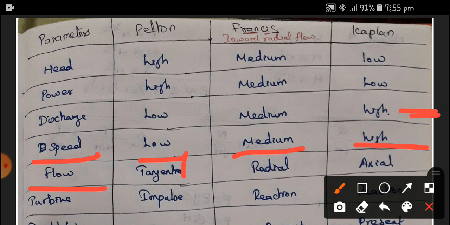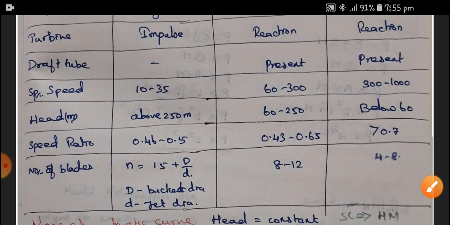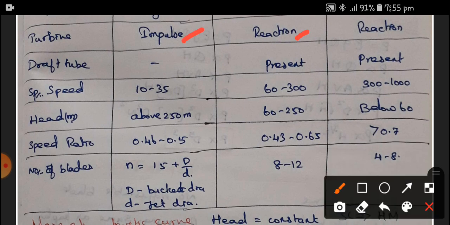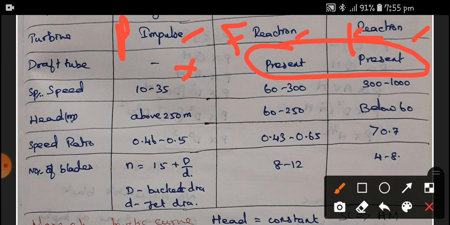Type of flow: Pelton is tangential flow, Francis is radial flow, and Kaplan is axial flow. Type of turbine: Pelton is an impulse turbine, while Francis and Kaplan are reaction turbines. Draft tube: there is no draft tube in the Pelton wheel, whereas there is a draft tube in both the Francis and Kaplan turbines. So one thing you have to understand is that reaction turbines have a draft tube, whereas the impulse turbine has no draft tube. The specific speed of the Pelton turbine is 10 to 35, the Francis is 60 to 300, and the Kaplan is 300 to 1000.